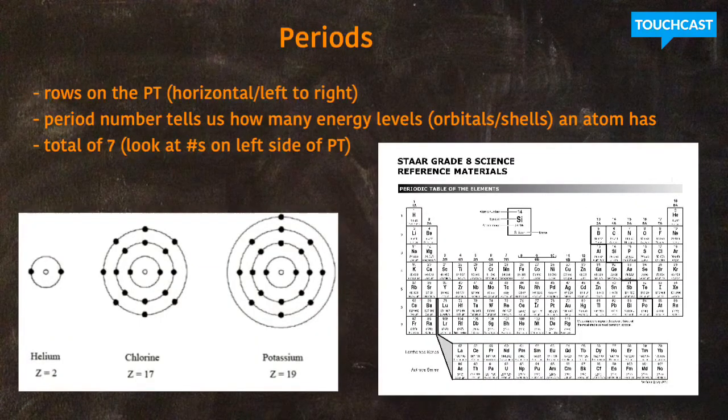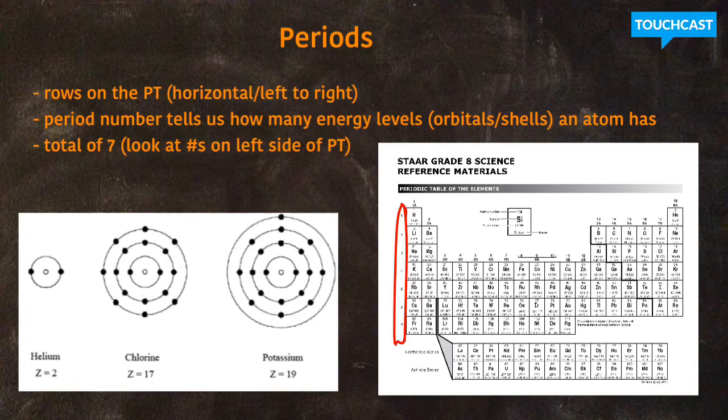So the first thing I'm going to talk about in a little more detail is periods. Periods are rows on the periodic table. Those are the horizontal or left to right lines on the periodic table. The period number tells us how many energy levels or orbitals or shells an atom has, and remember the orbitals are what holds the electrons in the electron cloud. There's a total of 7 on the periodic table. If you look at the numbers on the left side, you'll know which period you are looking at.